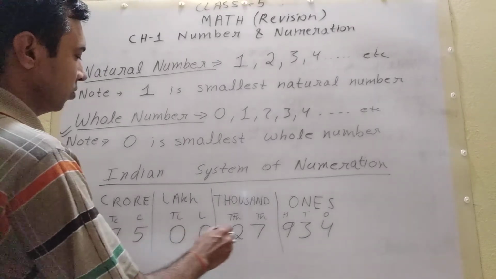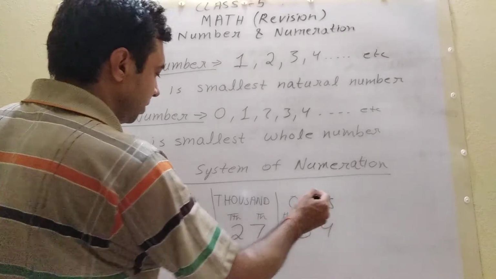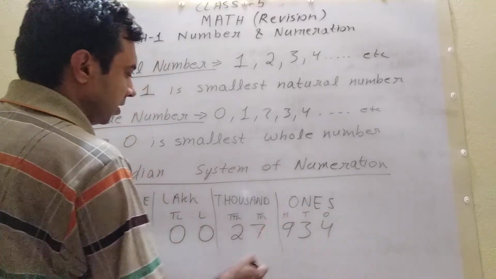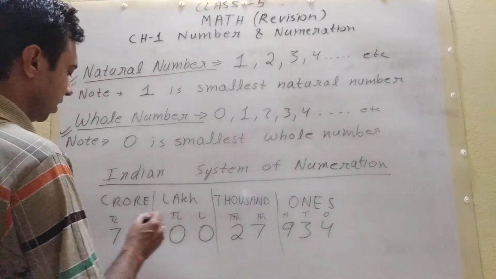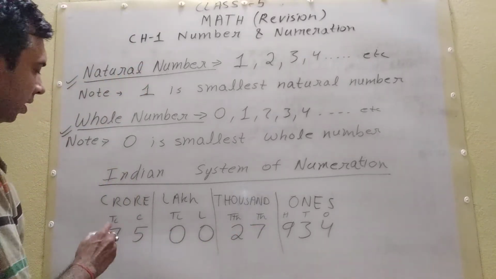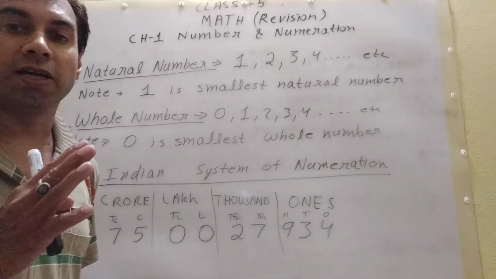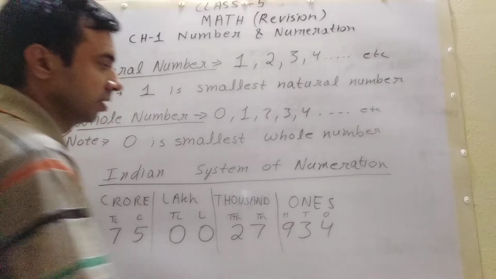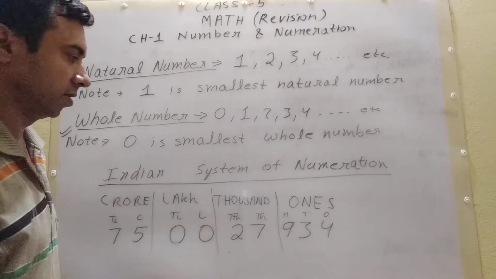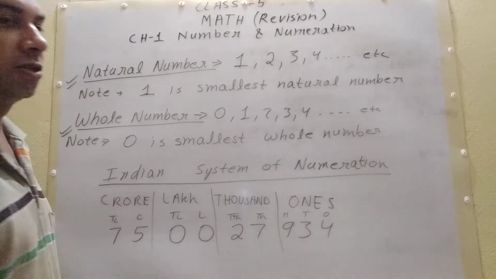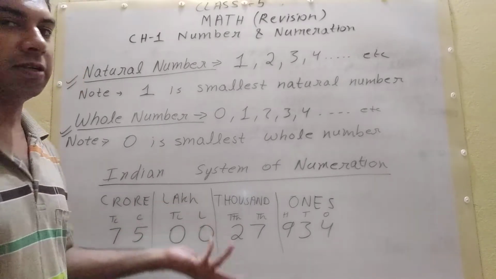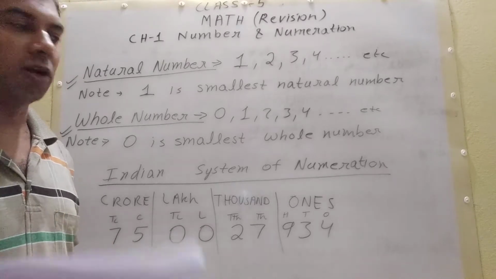So here, 75002793. This is the ones period, thousand period, lakh period, crore period. First ones, tens, hundred, thousand, ten thousand, lakh, ten lakh, crore, ten crore. In the Indian system of numeration, each period has 2 digits except the ones period, which has 3 digits. So if the question asks, each period has dash digits except ones, your answer should be 2.